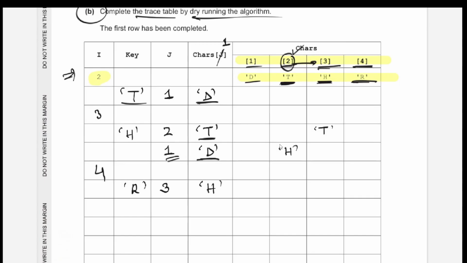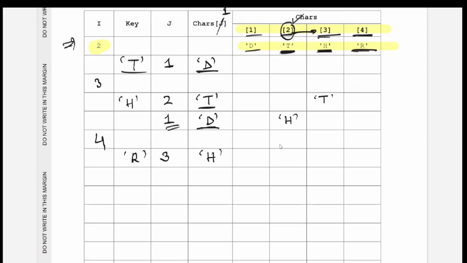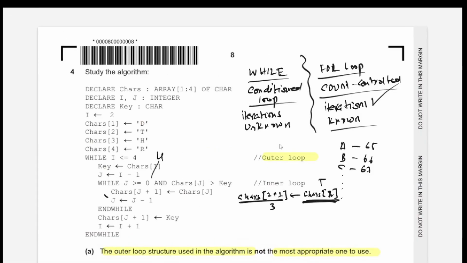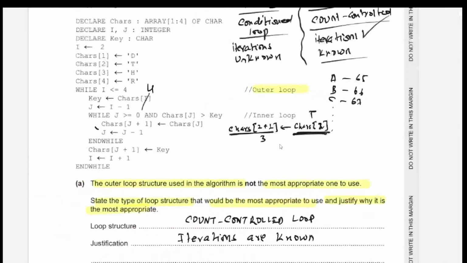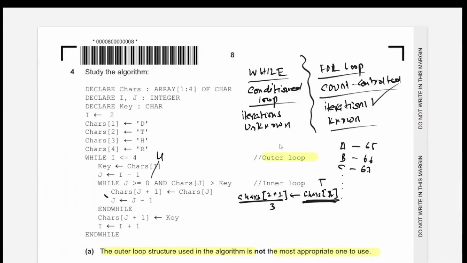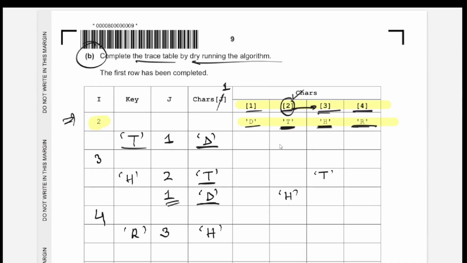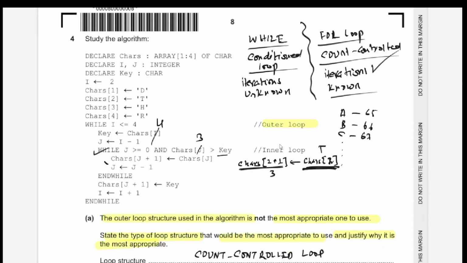And then three is H. Now again comparing, while J is greater than or equal to 0, J की वैल्यू हमारे पास यहाँ पे क्या है? J is 3, 3 is greater than or equal to 0, yes it is true. And then at location 3, the value chars of 3 is greater than key. So what is that 3? 3 पे हमारे पास H है. So H is compared with R.